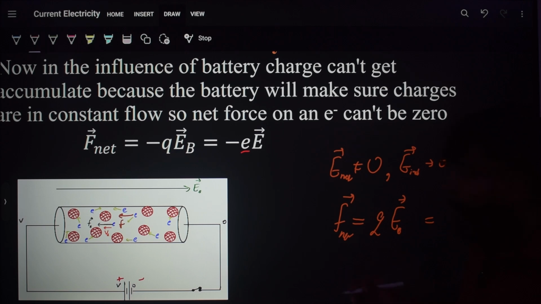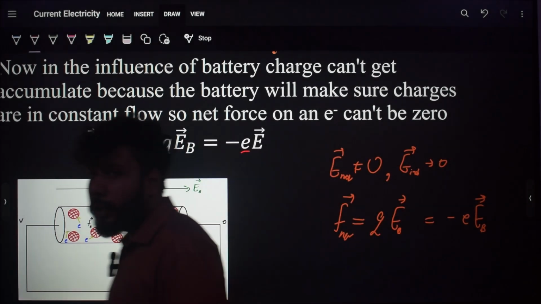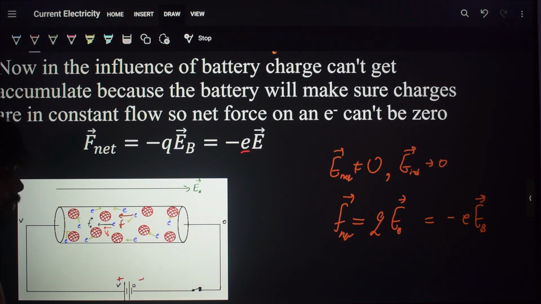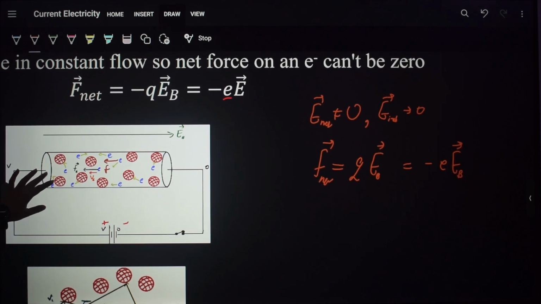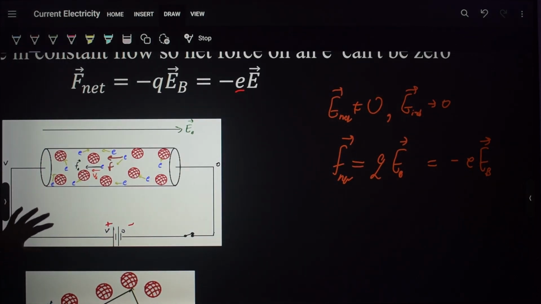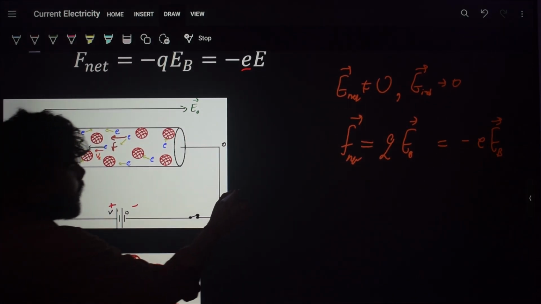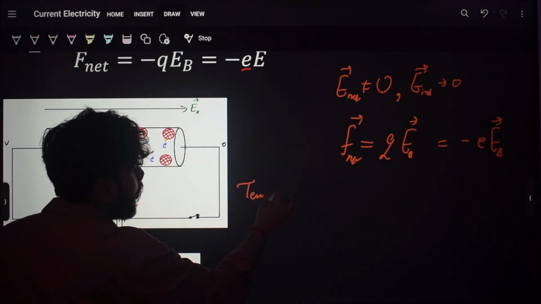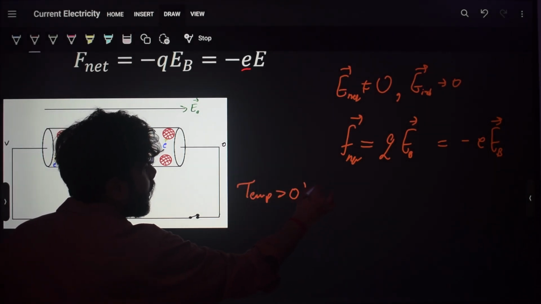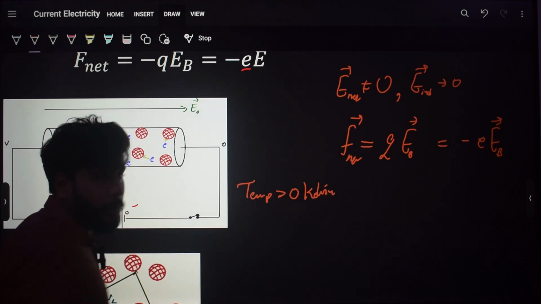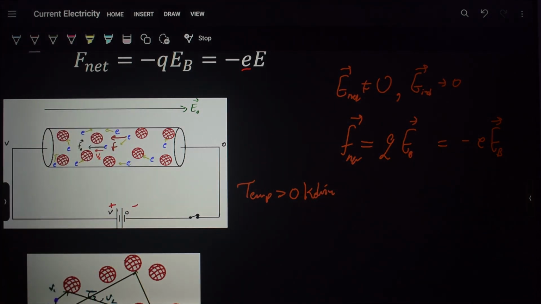You can see the charges are negative, which means the directions of force and electric field are going to be opposite, so we will write it like this. In the influence of the battery, the charges are going to experience this force, and because the force is non-zero, and they still have thermal energy, the temperature still being more than 0 Kelvin, they will still be moving randomly. The random motion is never going to stop.